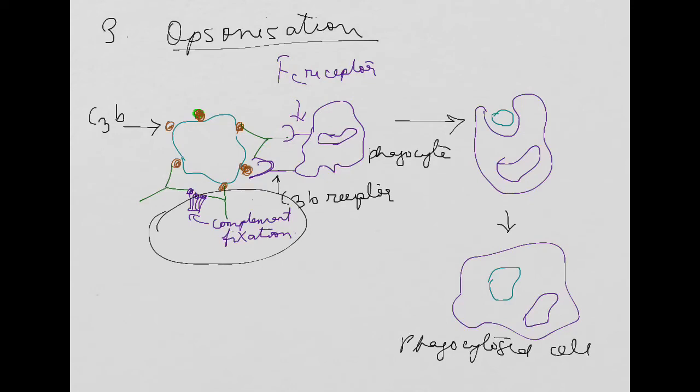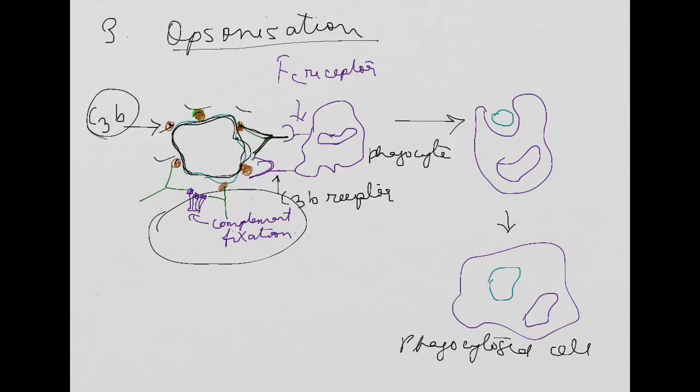And this is what happens. Suppose this is your target cell. This is a cell which you need to destroy. C3b protein will bind to its surface here. These are C3b proteins. Now what will happen? Antibodies will bind to the target molecule because antibodies have specificity for the antigenic determinants on this target cell.